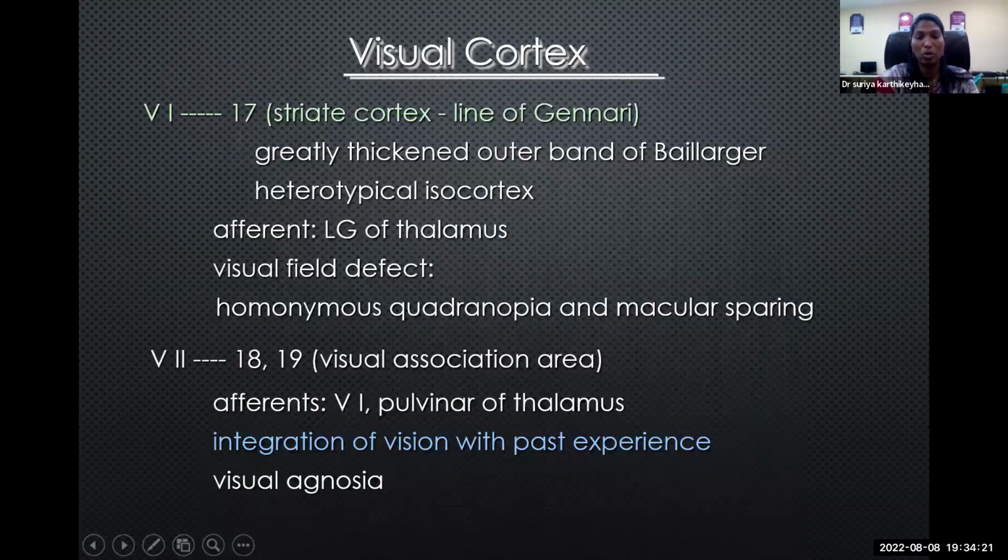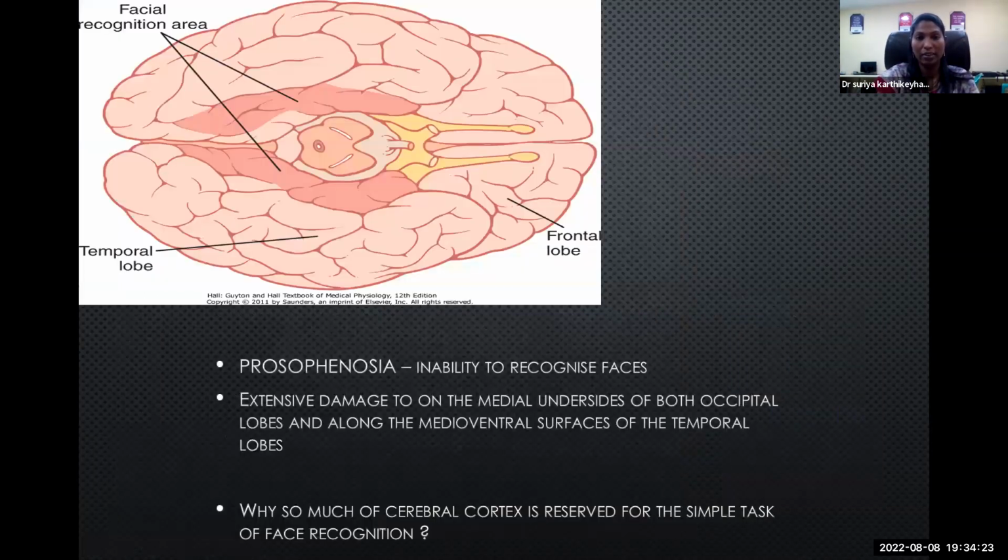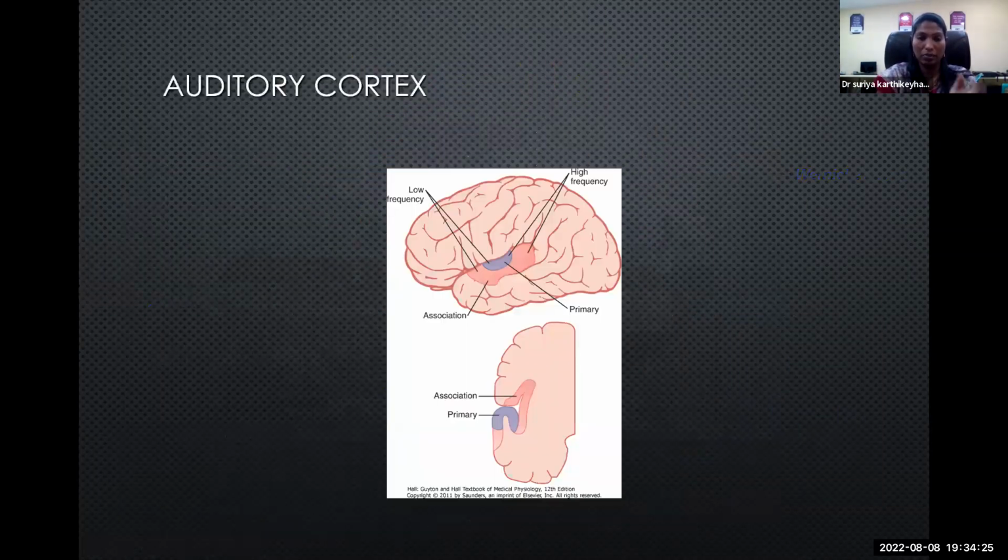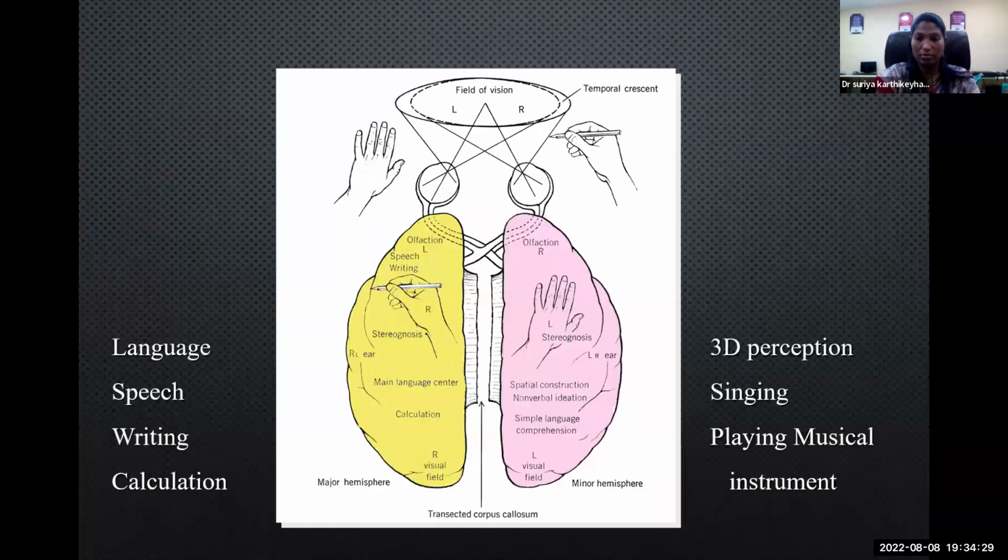Okay, and then the occipital lobe is mainly concerned with the visual area, and the temporal lobe is mainly concerned with the auditory cortex and speech. Okay, that's all. Thank you.